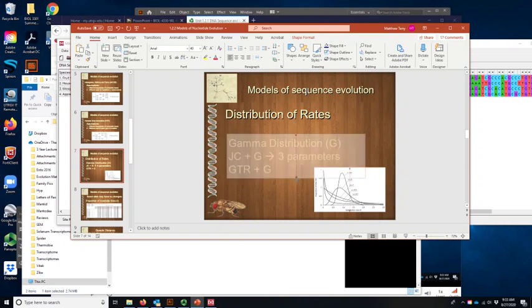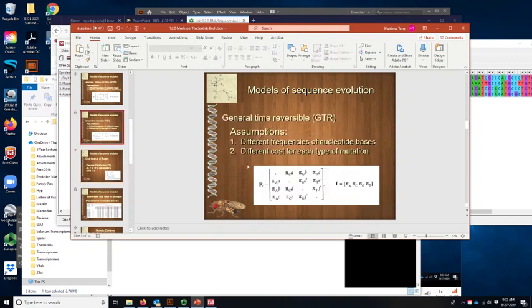For this GTR, we would actually need to estimate 6 different parameters for the different base pairs. So if you go back to this general time reversible model, we would need to estimate A, B, C, D, E, and F. So that would be 6 different parameters we would need to estimate. Plus, we would need to estimate different rates of evolution here. So that's at least 3, maybe depending on how you cut it, 4 more. So that's 10 different parameters. Plus, then we would need to estimate the gamma distribution.